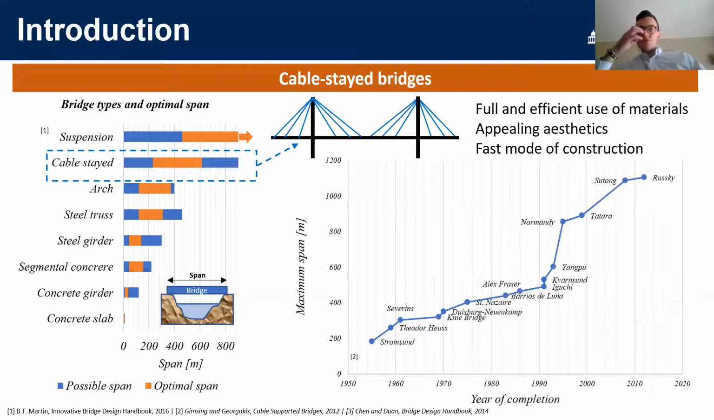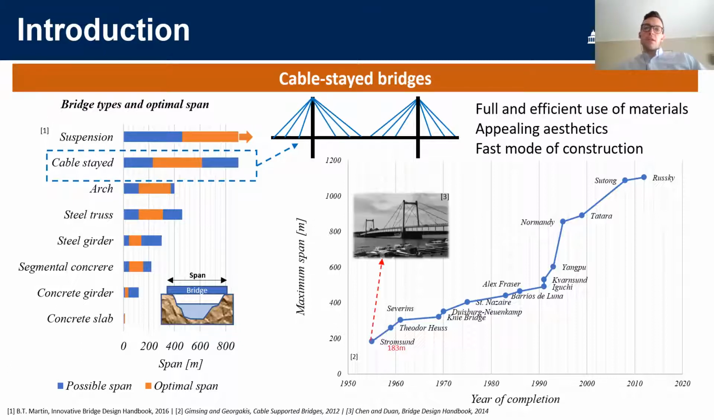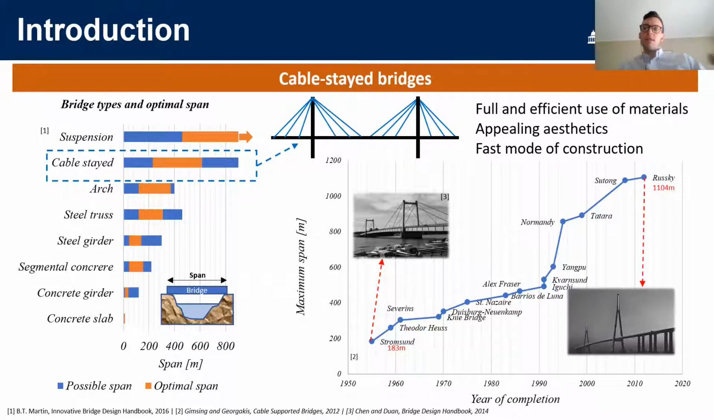So this graph shows the bridges which held the record for the maximum span. As you can see, the first modern cable-stay bridge is considered to be Strömsund Bridge, which was completed in 1955 and had a main span of 183 meters. And since then, the maximum span grew until now, when the longest bridge is Russky Bridge in Russia, with a main span of 1,104 meters.